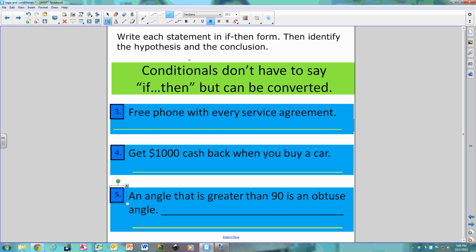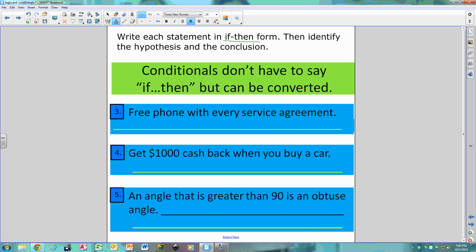Now, sometimes conditionals don't have to be in the form of if-then, but they can be converted. So what we're going to do is write each one of these statements so that they say if-then. Then we're going to identify the hypothesis and the conclusion.